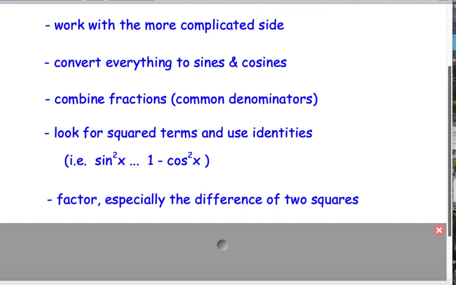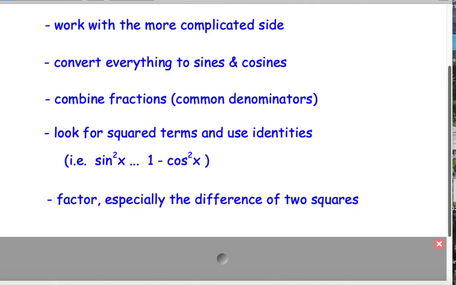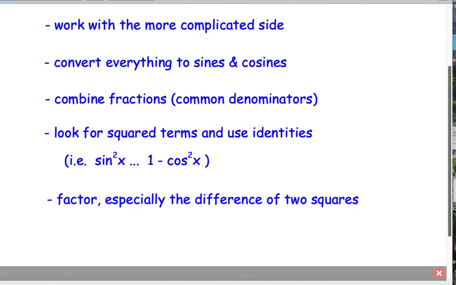Factoring is usually a good idea, and especially look for difference of two squares, and then you'll be able to cancel some factors. So those are the most common techniques used. But the best way to get good at doing identities is to practice.